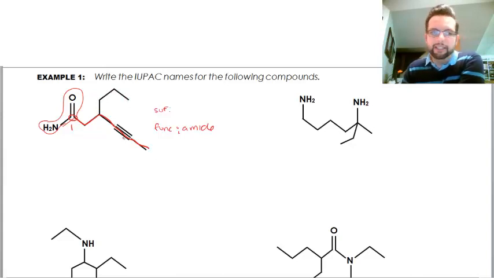It means that we'd have a more complex substituent, and we don't want that. So we number 1, 2, 3, 4, 5, and 6. When it's an amide, we start numbering closest to the functional group. And then here's my substituent on carbon 3. That's a propyl group.